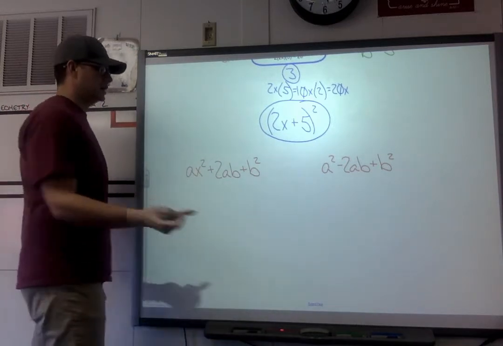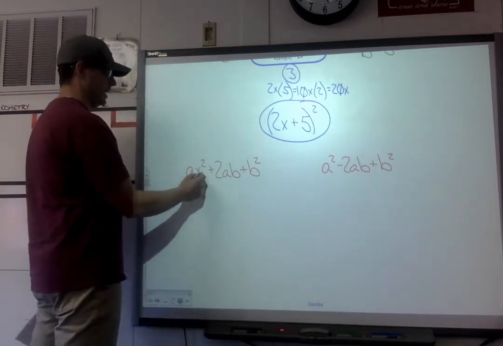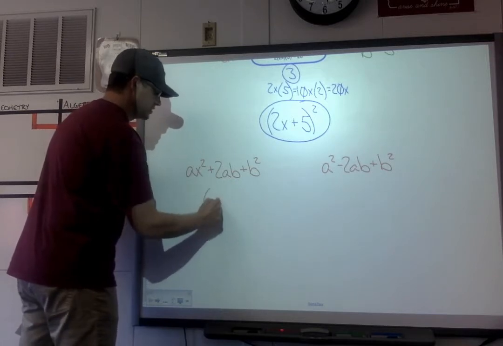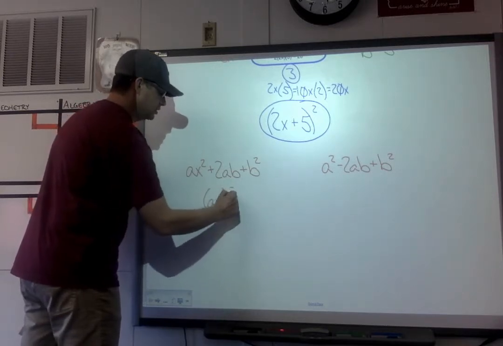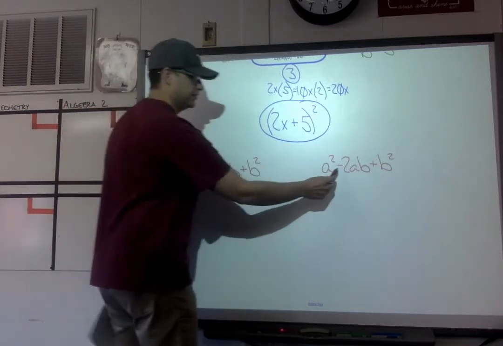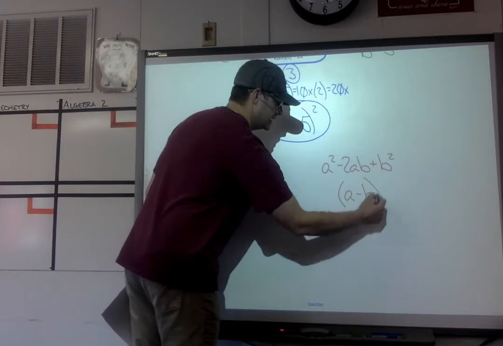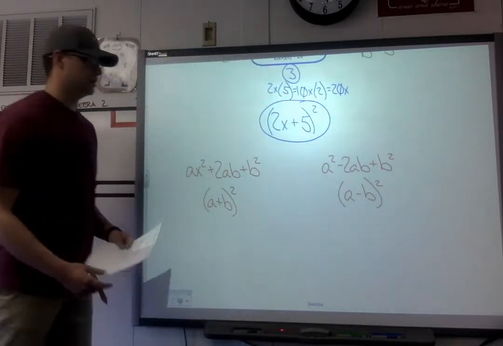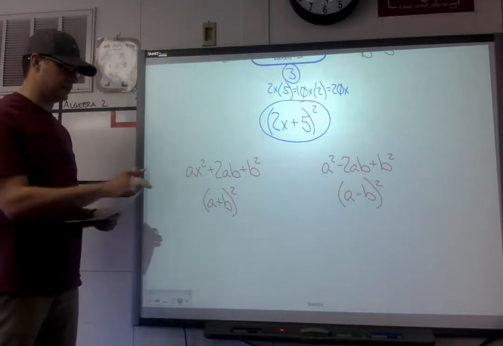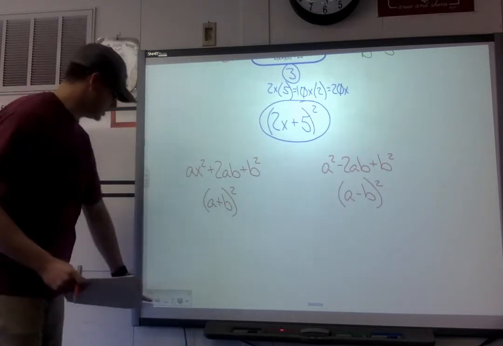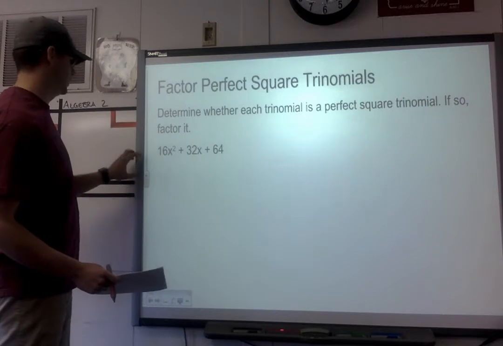So if you have a squared plus 2ab plus b squared, that means that your answer will be a plus b quantity squared. If you're subtracting your middle term, then you're going to have a minus b quantity squared. So that's the pattern that you're going to be following as you go through and do these problems. Let's do some examples together now.